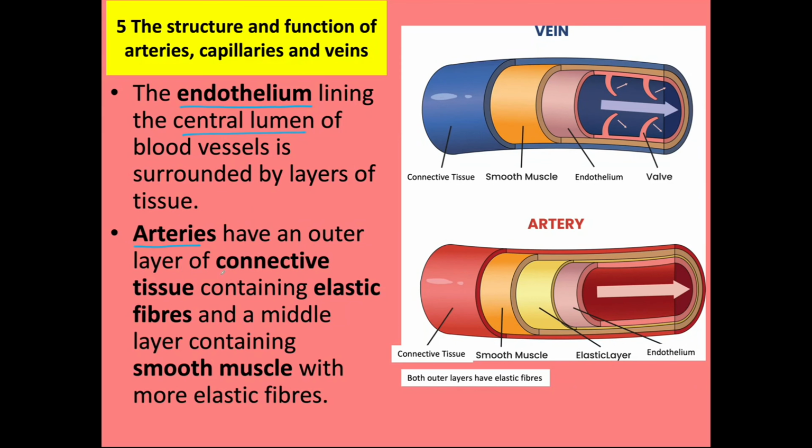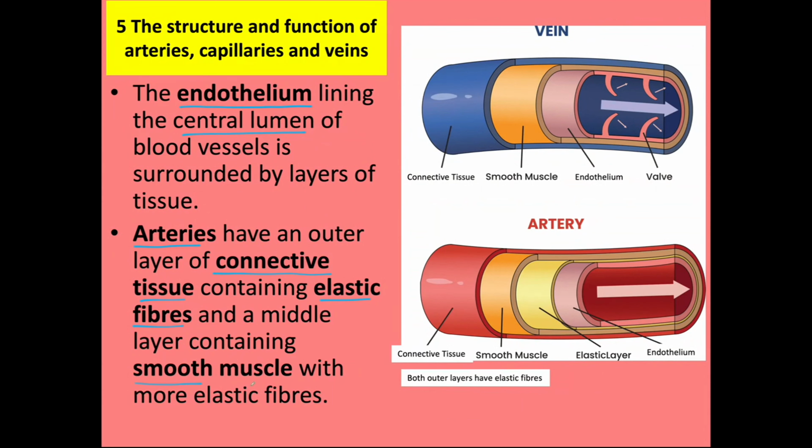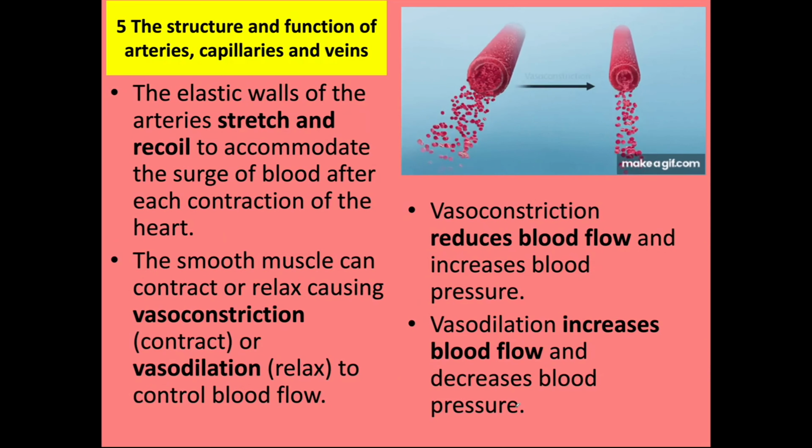Okay, so the arteries have an outer layer of connective tissue, which contains the elastic fibers. We can see that on the outside of the artery. It has a middle layer that contains smooth muscle and more elastic fibers. We can see the smooth muscle and the extra elastic fibers in the middle there. Both of those outer layers, both the smooth muscle and the connective tissue, contain elastic fibers, so it's worth remembering that. Okay, so that's the structure of the artery.